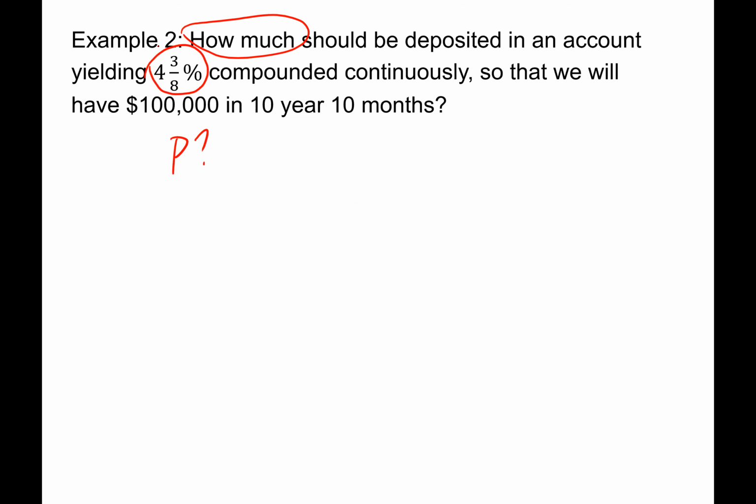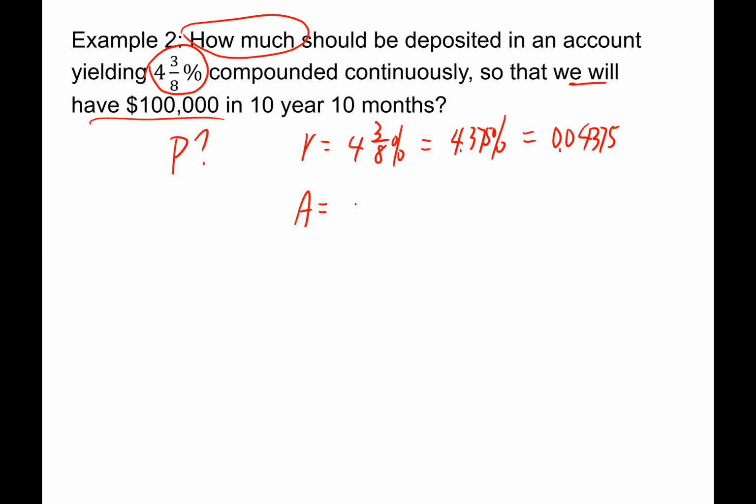We know the interest rate, right? The rate is given, 4.375%, and turned into a decimal it is 0.04375. We know that. And we will have $100,000, so the ending balance is given as 100,000. And then time t is also given, 10 years and 10 months. Basically we're going to turn that into a fraction. So it's 10 and 10 over 12.